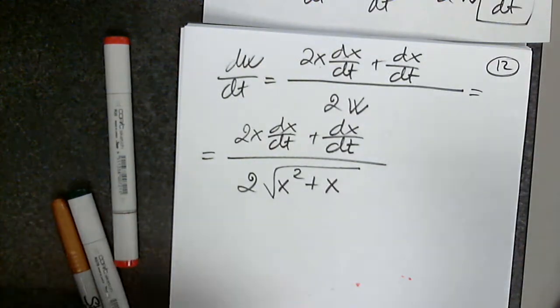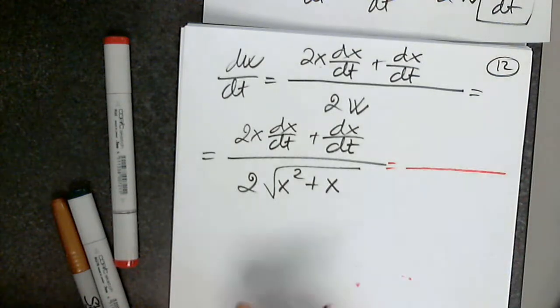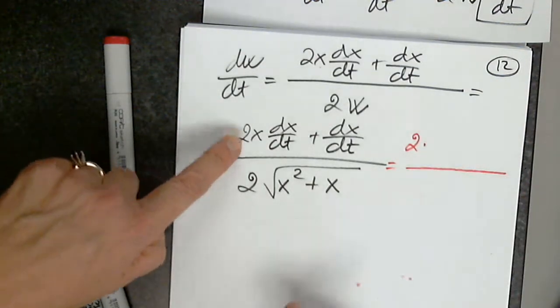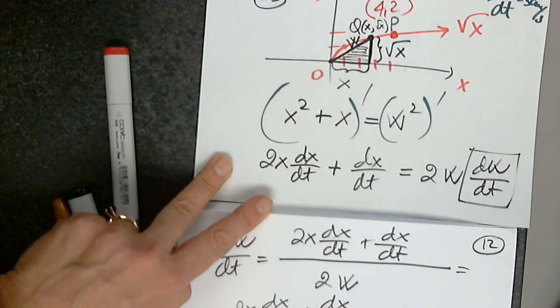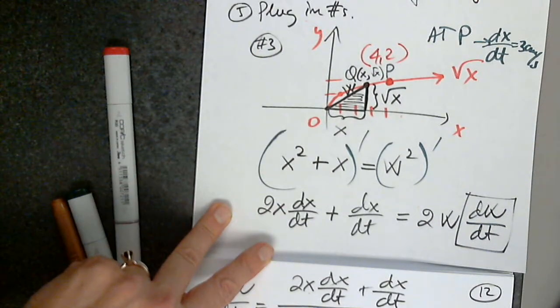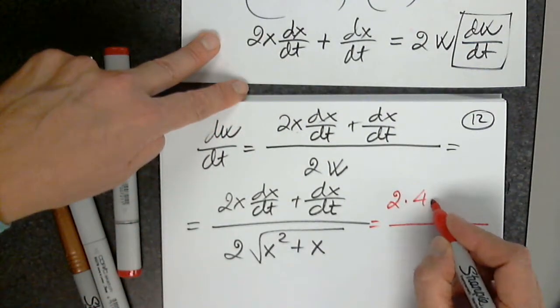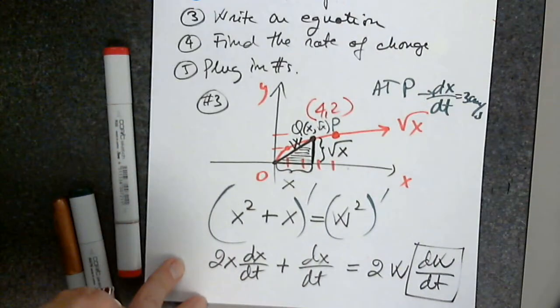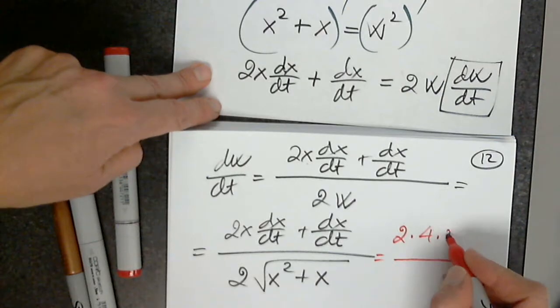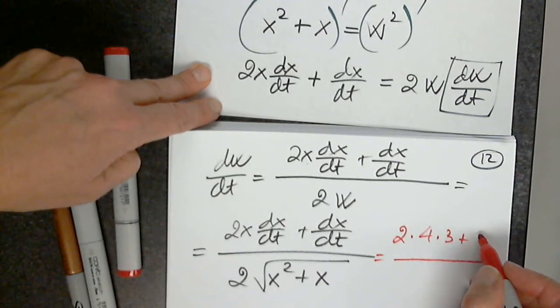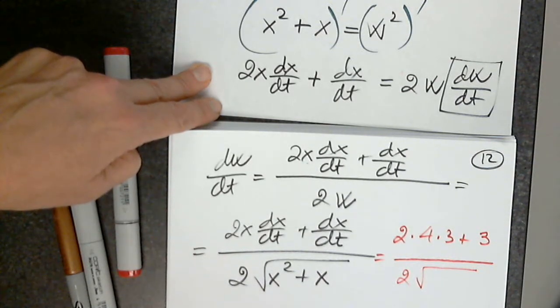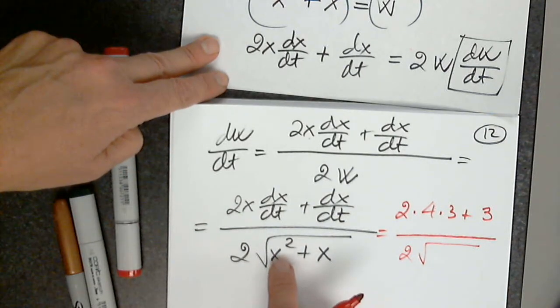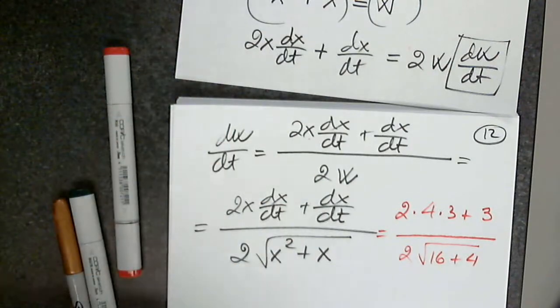So now I'm ready to write what? 2. How much is x? How much is x? Yes. How much is dx over dt? Good, 3. Plus, how much is dx over dt? Good. How much is x again? So 16 plus 4. Don't bother with anything.